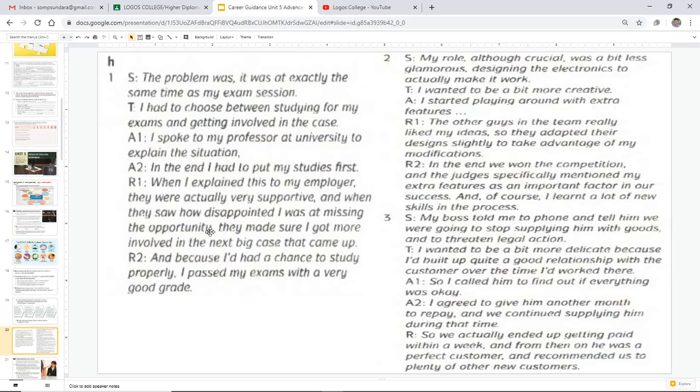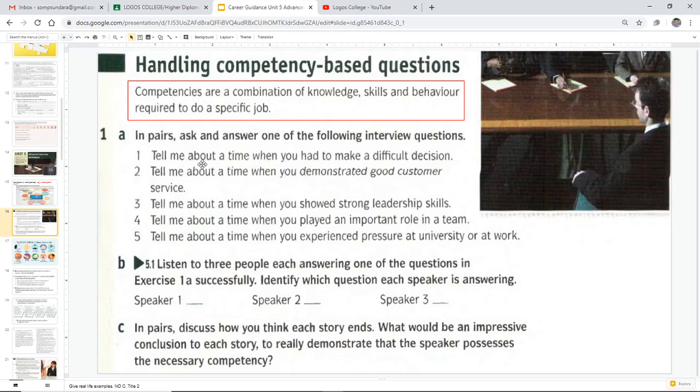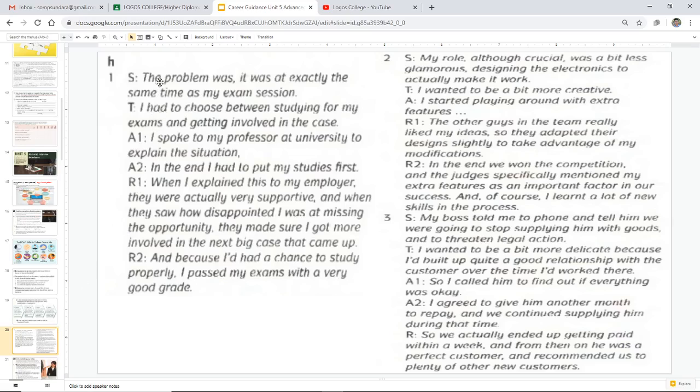Right? So this competency-based question would be, please tell me about a time when you had to make a difficult decision. Okay. And his situation was, he had to choose between exam and a job. Right? Okay. T, what was the task? What was the target? I had to choose between studying for my exams and getting involved in the case. A, action. What did he do?